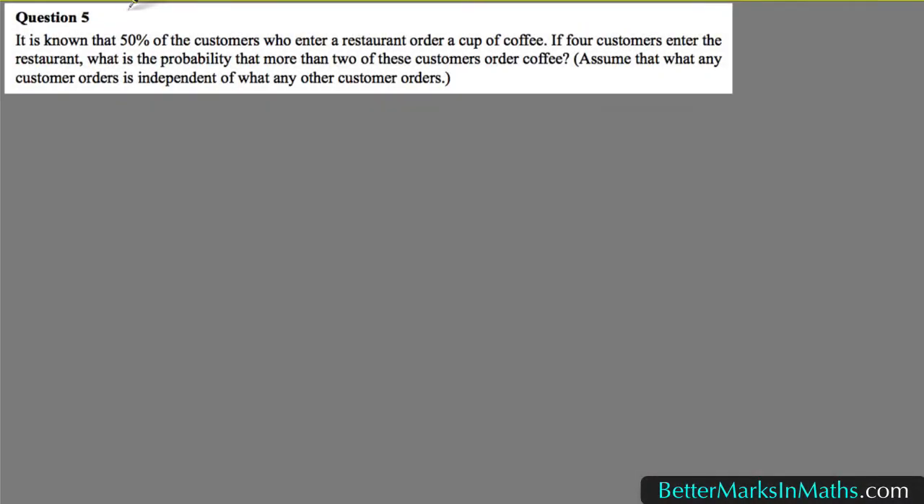In this question, it is known that 50% of the customers who enter a restaurant order a cup of coffee. If 4 customers enter the restaurant, what is the probability that more than 2 of these customers order coffee? Assume that what any customer orders is independent of what any other customer orders.